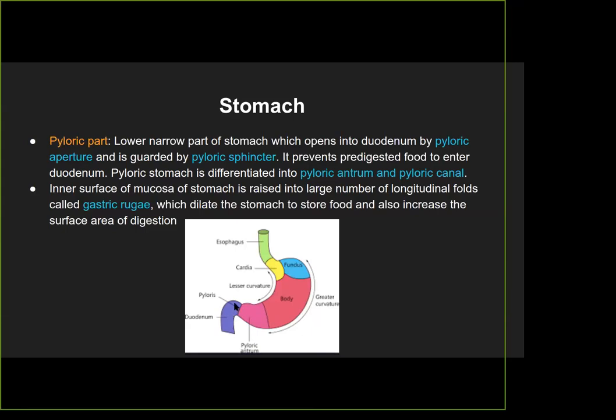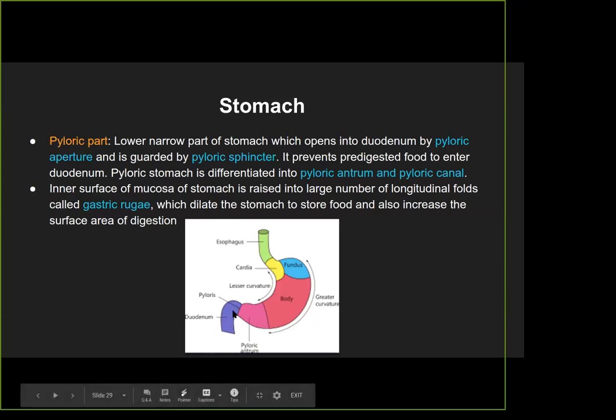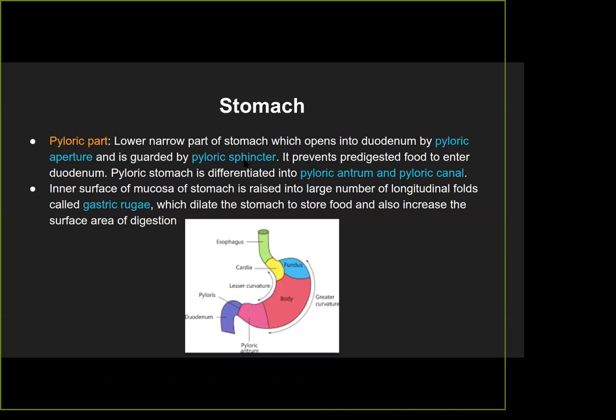This pyloric aperture has a sphincter, which is a muscular, circular structure. These muscles control the entry and exit of food from the stomach into the duodenum, and do not allow food to come back from the duodenum into the stomach. That's the pyloric sphincter. It prevents pre-digested or undigested food from entering the duodenum. It allows sufficient time in the stomach, and only then does it open up.